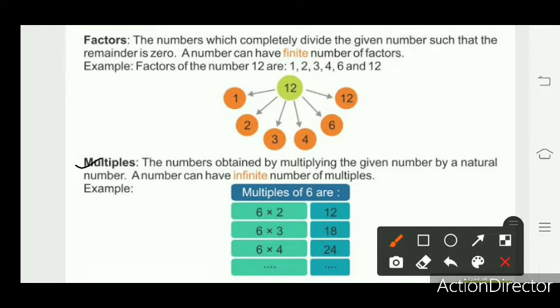Now multiples. What are multiples? The numbers obtained by multiplying the given number by a natural number. A number can have an infinite number of multiples. For example, here we write the multiples of 6. We multiply 6 by 2, 6 2s are 12, then 6 3s are 18, 6 4s are 24, 6 5s are 30, 6 6s are 36, and so on.